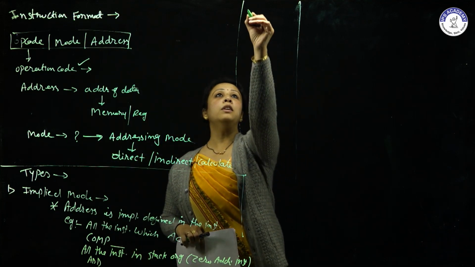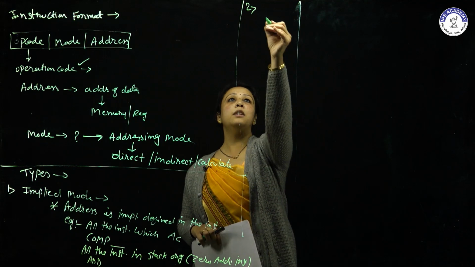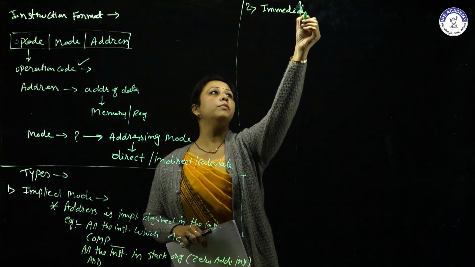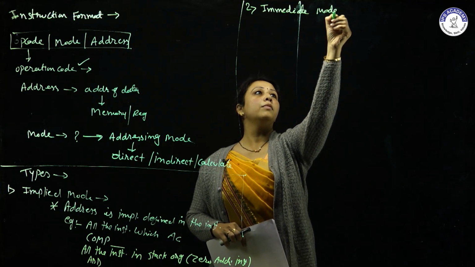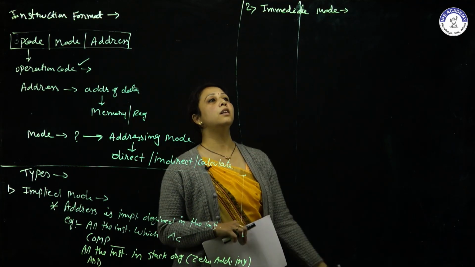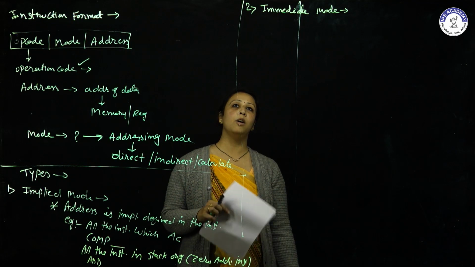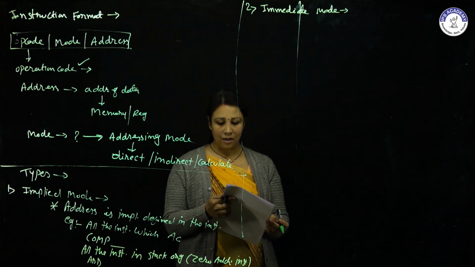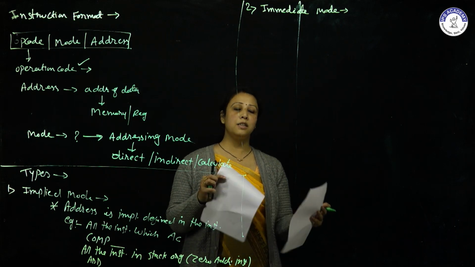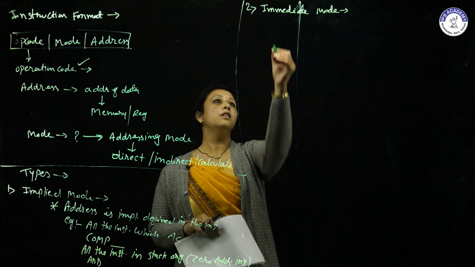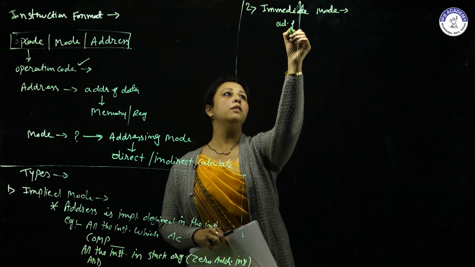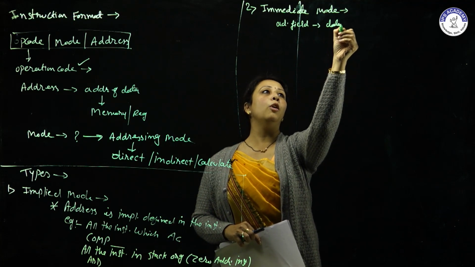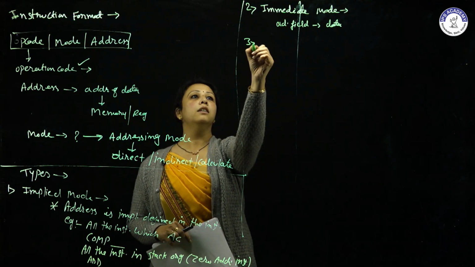Now the second mode is immediate mode. Immediate mode means the operand is already given in the instruction itself. No address is given. In place of address, the operand is given. So the address field contains the data or operand.